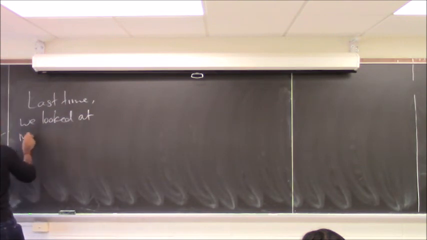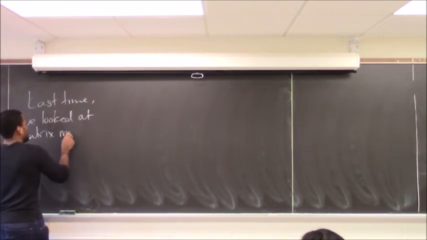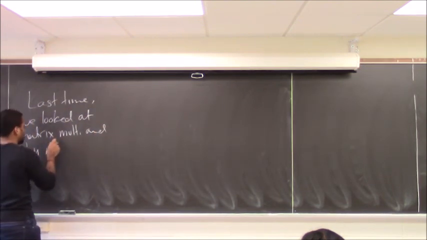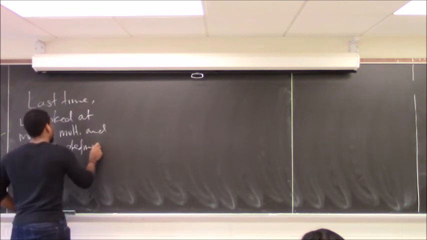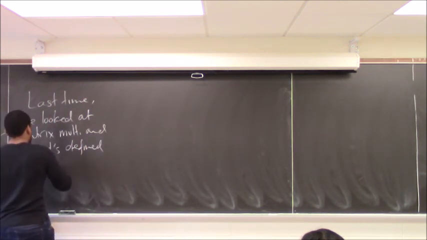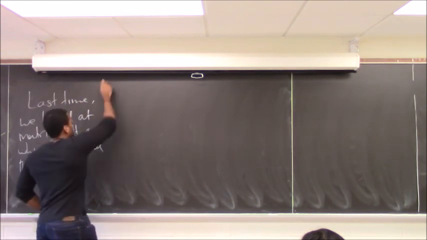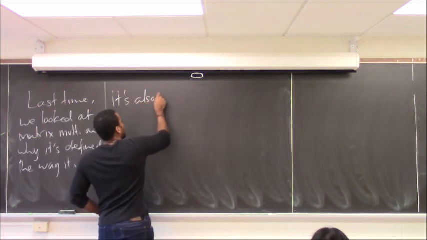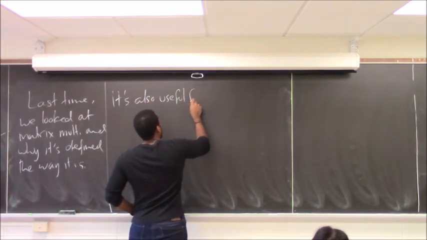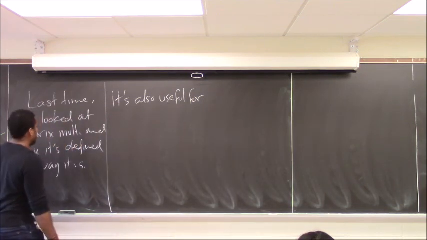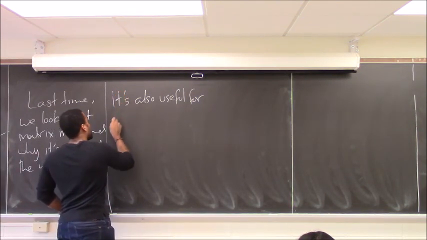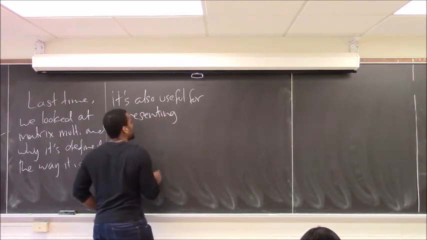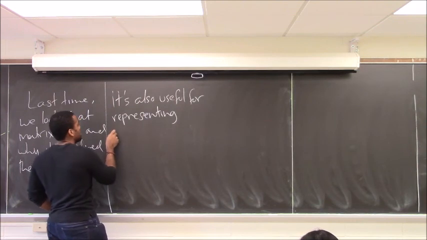We looked at matrix multiplication, and why it's defined the way it is. Here's another way in which it's useful. It's also useful for many things, but it's useful for representing systems of equations. So that's the phase we're segueing into right now.